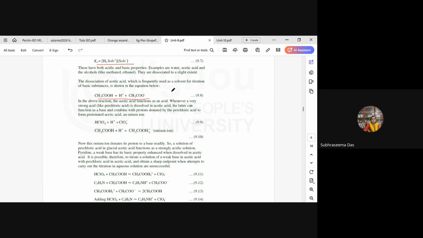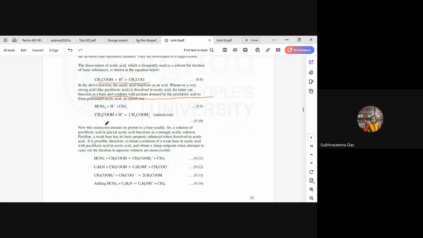Now, whenever a very strong acid, that is perchloric acid, is dissolved in acetic acid, the latter can function as a base and combine with protons donated by the perchloric acid to form the protonated acetic acid, which we call the onium ion. In equation 9.9, you can see HClO4 giving rise to H plus and ClO4 minus. The acetic acid combines with the proton of the perchloric acid: CH3COOH plus H plus gives the protonated acetic acid, CH3COOH2 plus. This is generally called the onium ion.